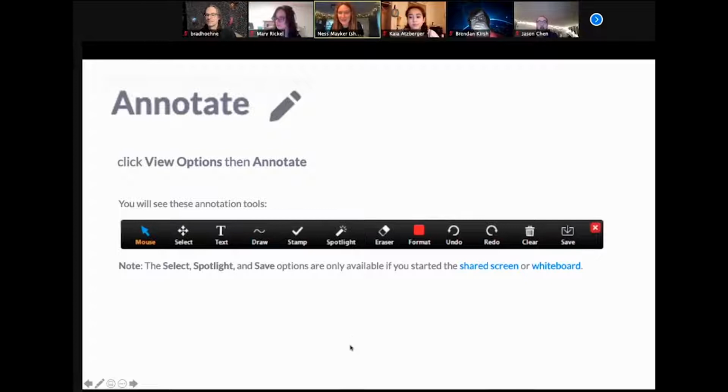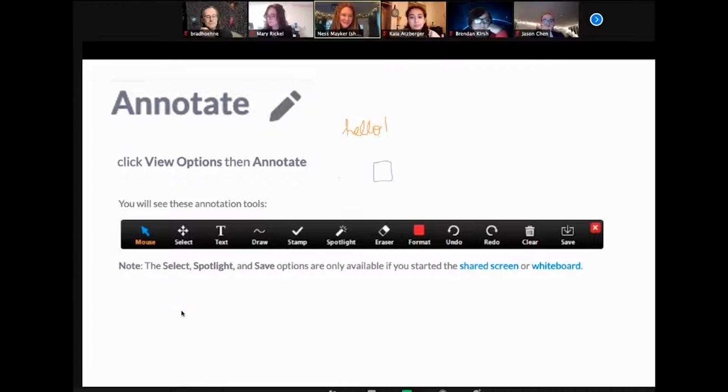I'd like to invite you to find your annotate button and just doodle on my screen for a little bit to show me that you have found it. I'm going to set it up so that the annotation is anonymous. Can everyone find annotate? Okay, I see some. There's drawing, there's stamps. The stamps are pretty fun. You can type.